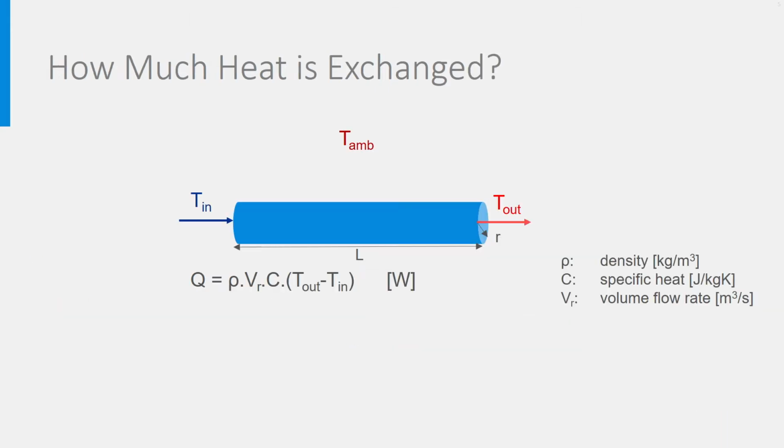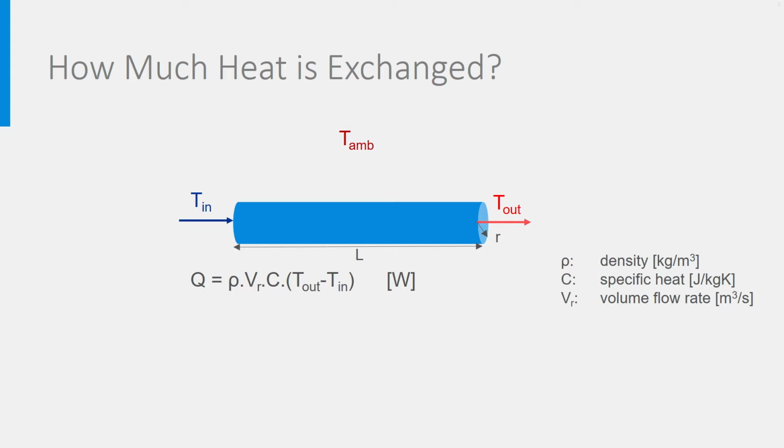To calculate how much heat is needed to heat the fluid circulating in the pipe from T in to T out, we can use a simple equation. Q is ρ times VR times C times (T out minus T in). Always make a rapid check of the signs. If T out is larger than T in, the fluid has gained heat and Q is positive. If T out is lower than T in, the fluid has lost heat and Q is negative.